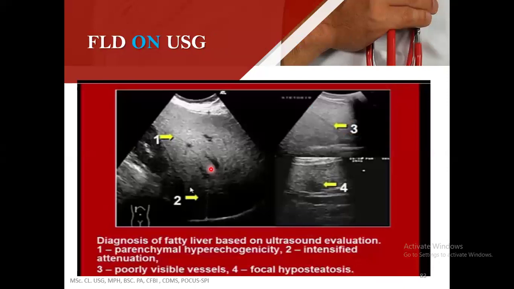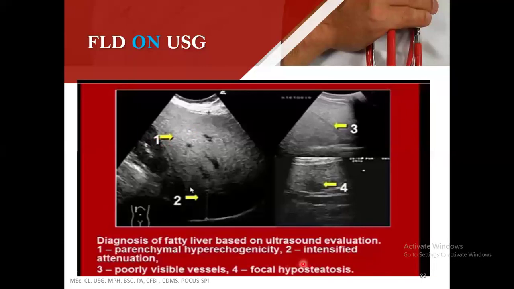I think I have some in my images. So if you check this one, the number 1 is parenchyma hyperechogenicity. If you check over here, have you seen the hepatorenal increment in the echogenicity? Have you seen the liver? There's the liver. You are seeing it as white. Check the kidney. Now the kidney is rather appearing black, but it shouldn't be like this. It is because the liver is white. That's why you are seeing the kidneys like that.